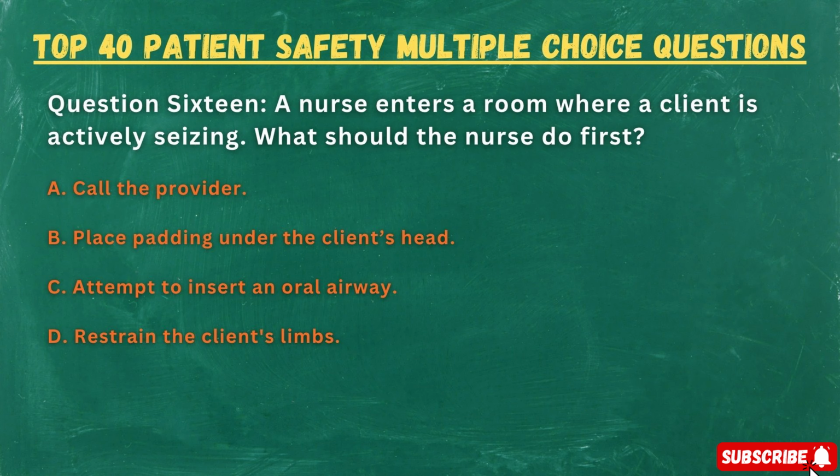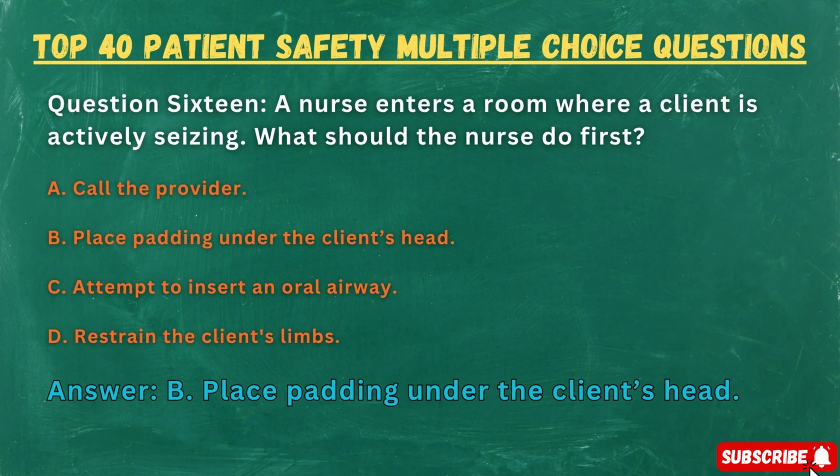Question 16. A nurse enters a room where a client is actively seizing. What should the nurse do first? A. Call the provider. B. Place padding under the client's head. C. Attempt to insert an oral airway. D. Restrain the client's limbs. Answer: B. Place padding under the client's head.